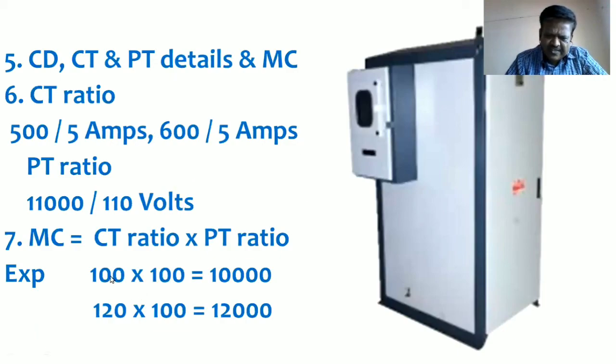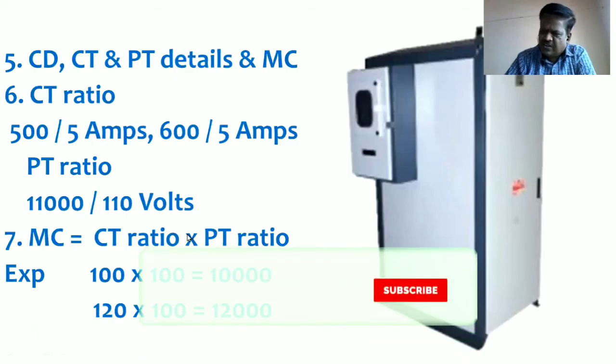For example, CT ratio 100, PT ratio 100. The product of these two is 10,000. This 10,000, the product of these two ratios, is called the metering constant, MC. Even that should be written here. The O&M person who is in shift should know about this metering constant. Whatever reading is taken should be multiplied by this metering constant. If it is not written, you should know how to calculate this metering constant also.